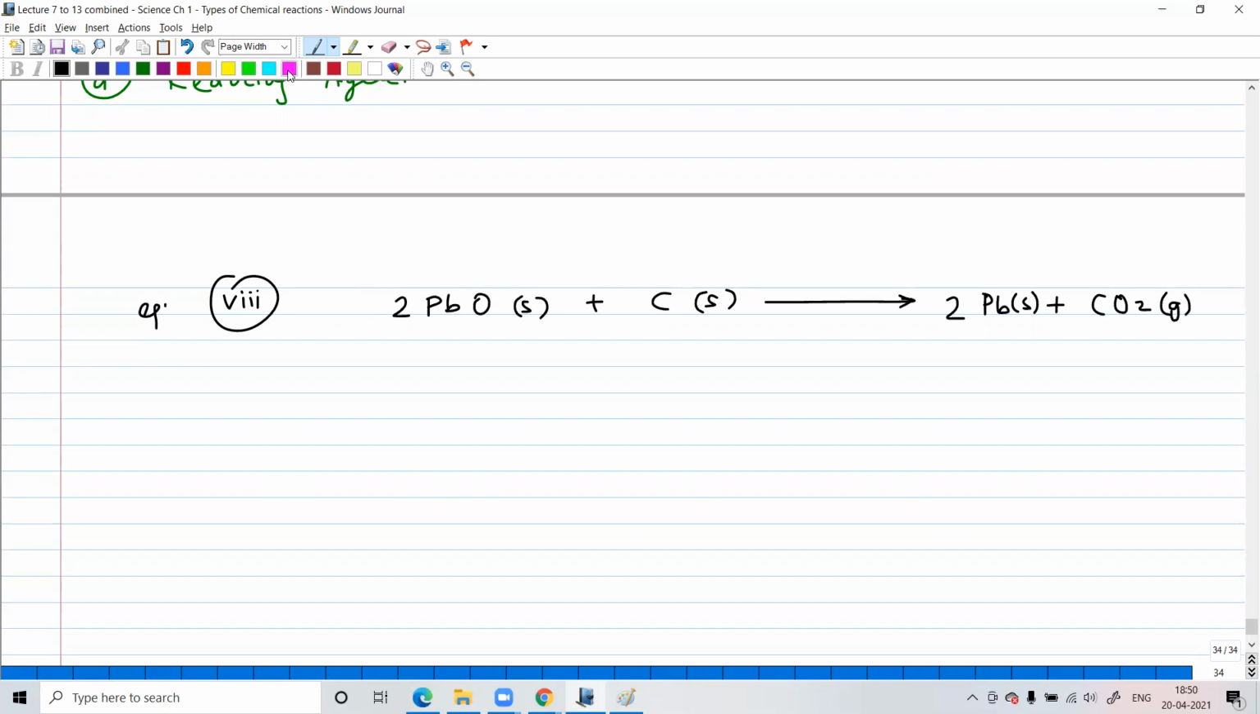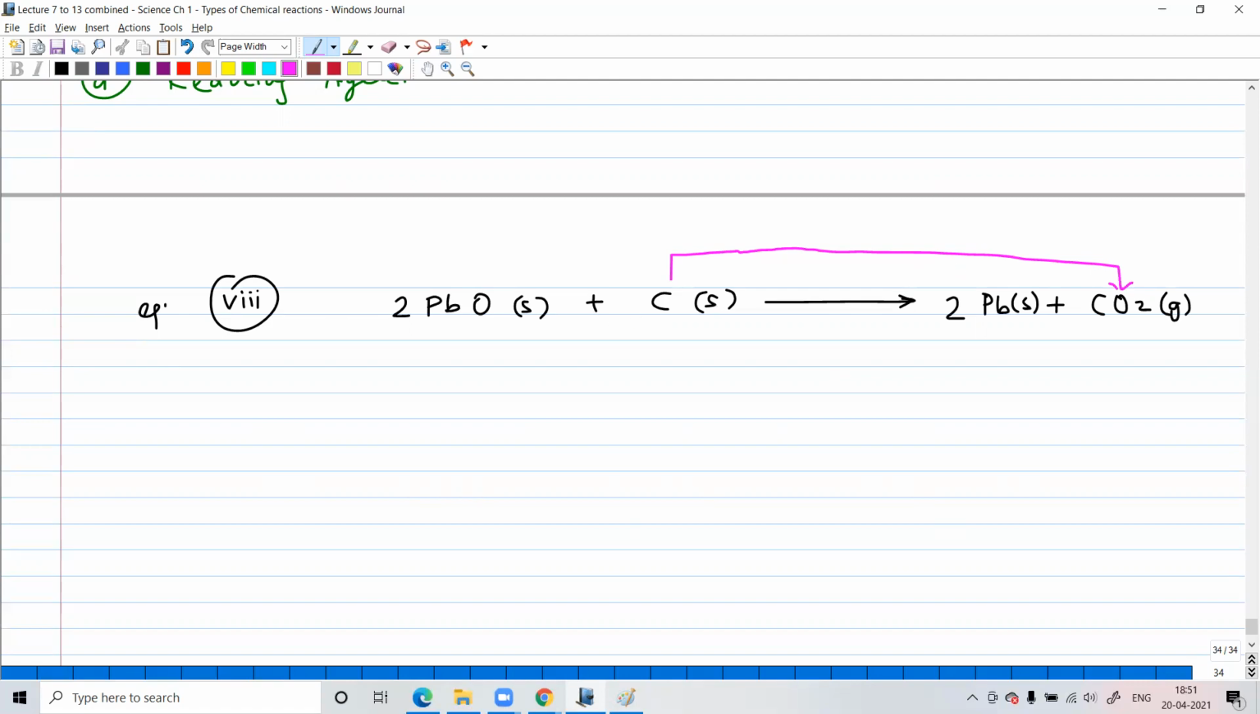Tell me, who's getting oxidized, who's getting reduced? Carbon is getting oxidized, sir. Yes, carbon is getting oxidized to carbon dioxide. Yes, I need answer from everyone, guys.